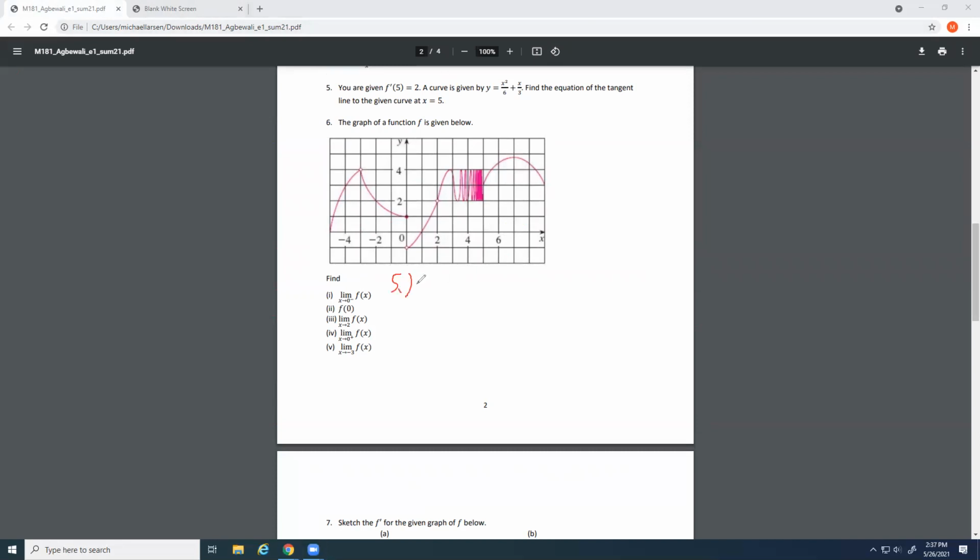So 5, we know that f prime of 5 is 2. And the curve we're given is y is equal to x squared over 6 plus x over 3. And we want to find the equation of the tangent line at x equals 5. So we know the slope at x equals 5 is 2. So we need to use this information along with this given value of x equals 5 to get the tangent line. So do you guys have any ideas on how we could do that?